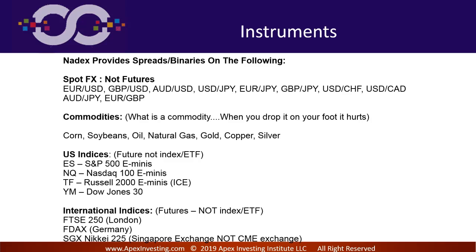They also have international indices like FTSE 250, FDAX, and the Nikkei 225, but I think they are delisting the Nikkei soon, if they haven't already. And they have added Bitcoin spreads as well. So a couple of fun changes on there for you.